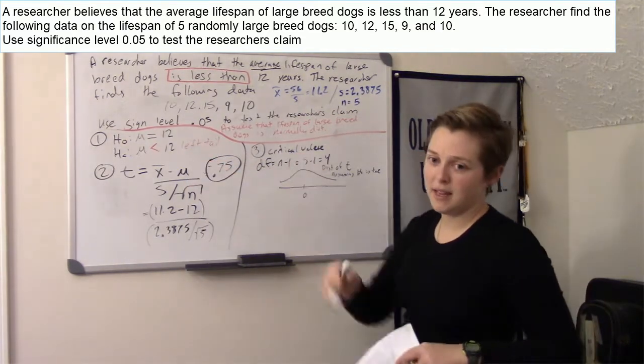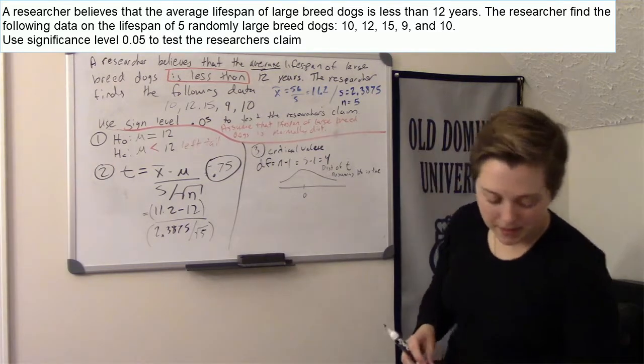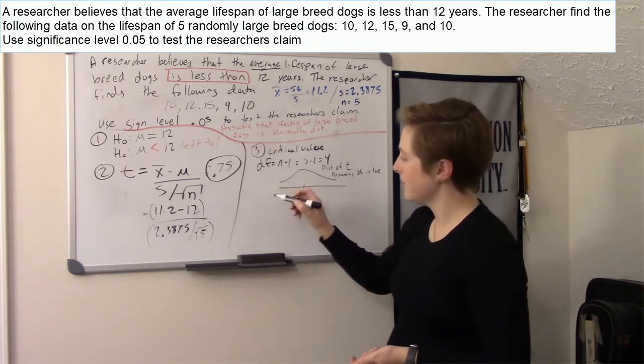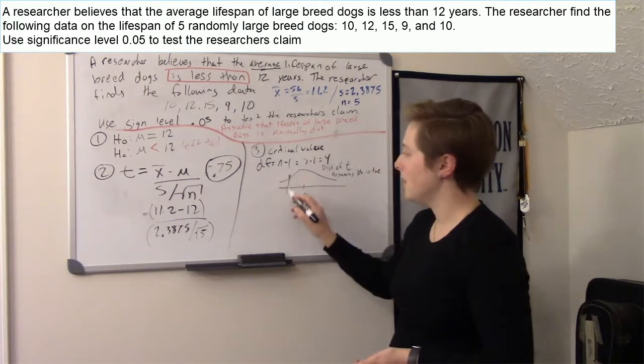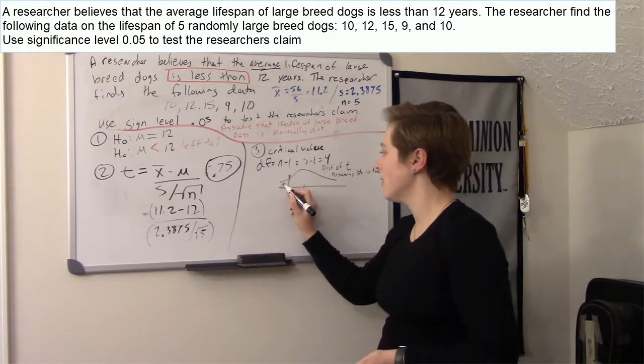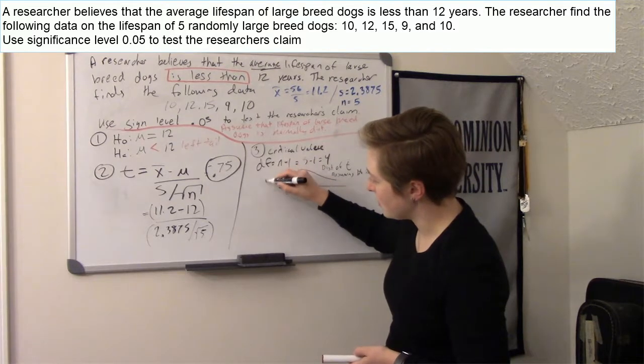So I'm doing the critical value. It's a left tail test, right? That means my critical value is going to be on the left. This area here is going to be what? 0.05. Very good. And this area is going to be my rejection region.